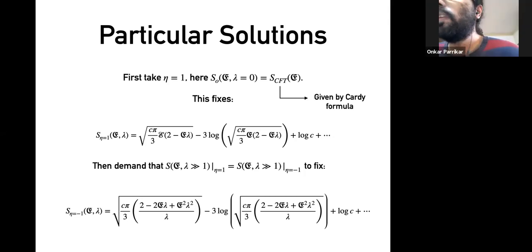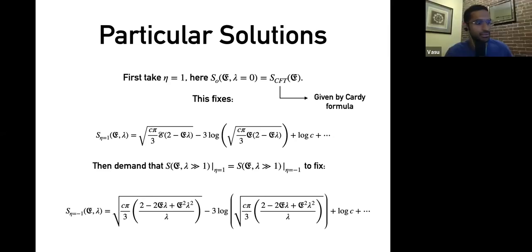Vasu, I have a vague question about this calculation. Does this calculation suggest any sort of tensor network interpretation for de Sitter space? I wish I knew enough to answer that question. I'll just leave it at that. Yeah, it would be nice to know. Okay. Thank you.